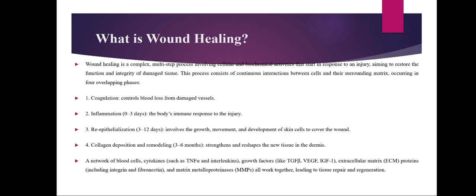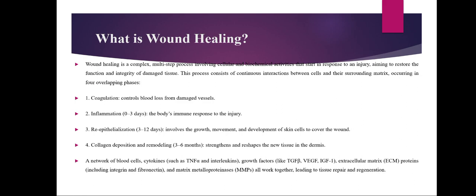What is wound healing? Wound healing is a complex multi-step process involving cellular and biochemical activities that start in response to injury, aiming to restore the function and integrity of damaged tissue. This process consists of continuous interactions between cells and their surrounding matrix, occurring in four overlapping phases. First, coagulation controls blood loss from damaged vessels. Second, inflammation takes about 0 to 3 days, the body's immune response to the injury.